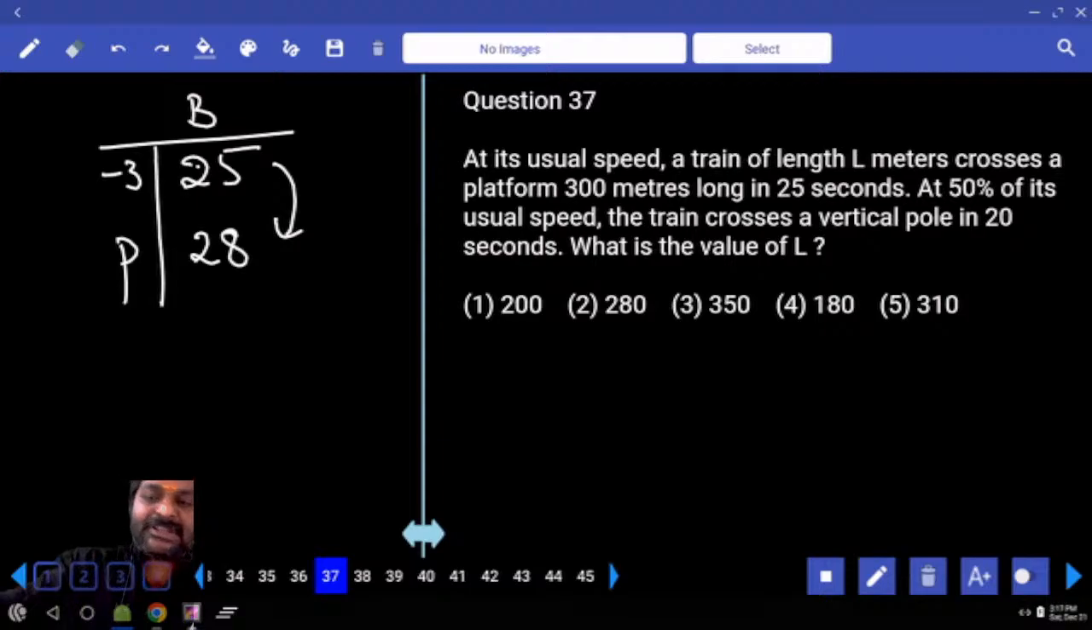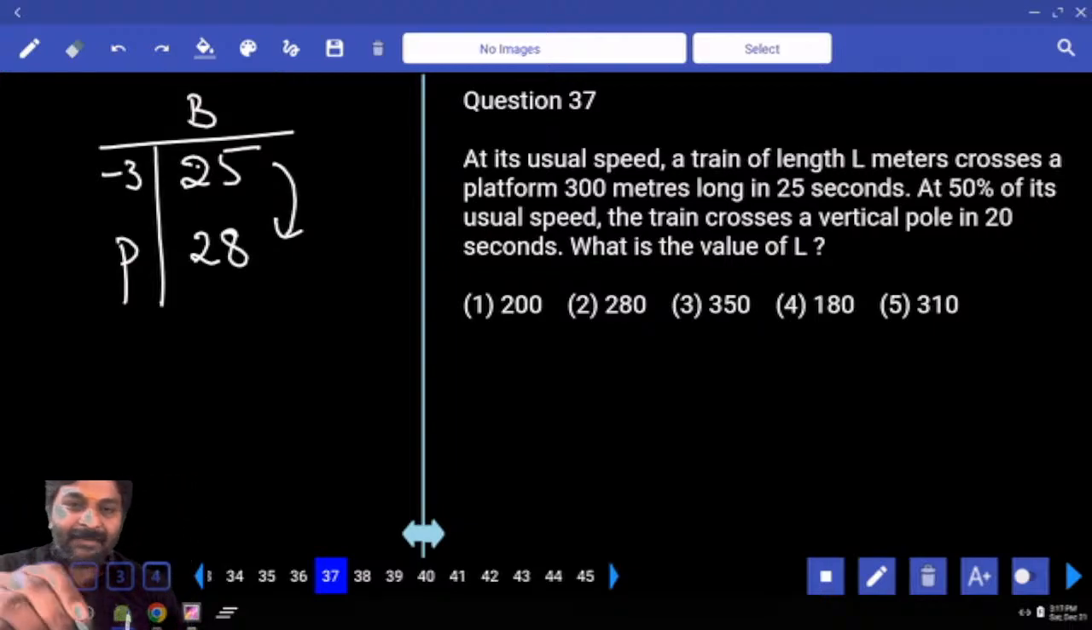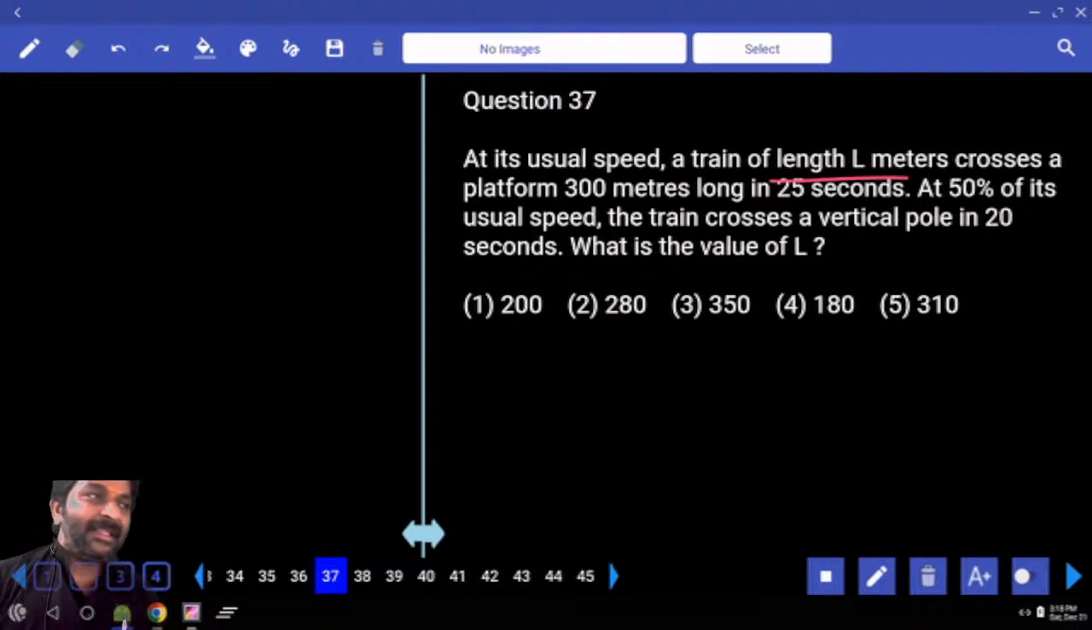At its usual speed, a train of length L meters crosses a platform 300 meters long in 25 seconds. At 50% of its usual speed, the train crosses a vertical pole in 20 seconds. What is the length of L? Okay. Train length, that's what the question. Correct? First case, how much time is it taking? Second case?